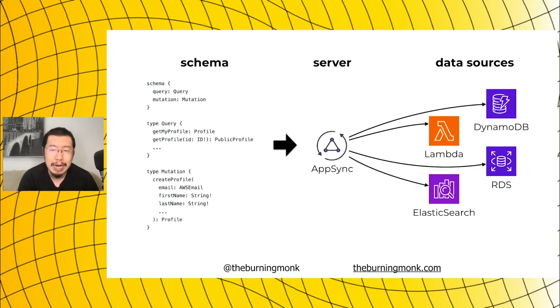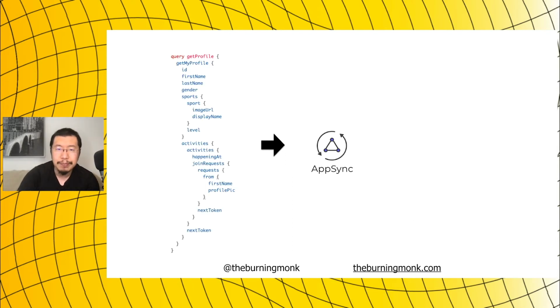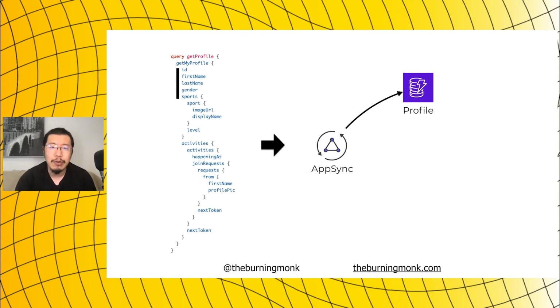It supports DynamoDB, Lambda, Aurora, and Elasticsearch, as well as any HTTP endpoints out of the box. So for example, as a logged-in user, I need to fetch my profile, and in this query operation I'm able to fetch everything I need, including my ID, first name, last name, gender, and what sports I'm interested in. These are all mapped to a profile table in DynamoDB, so AppSync will fetch my profile using the authenticated user ID that Cognito provides as the user is signed in.